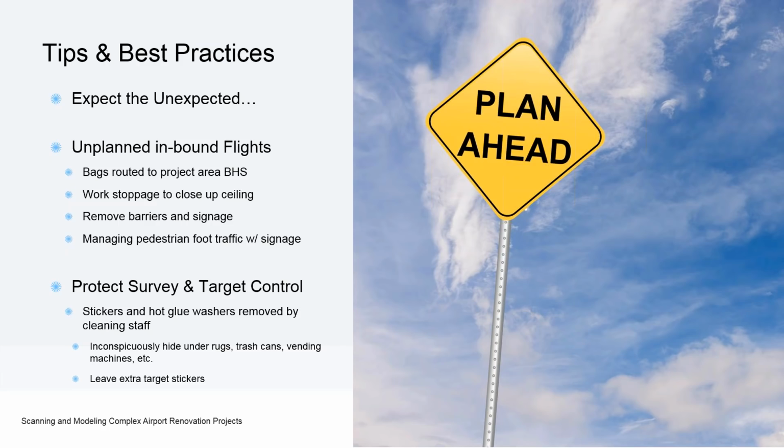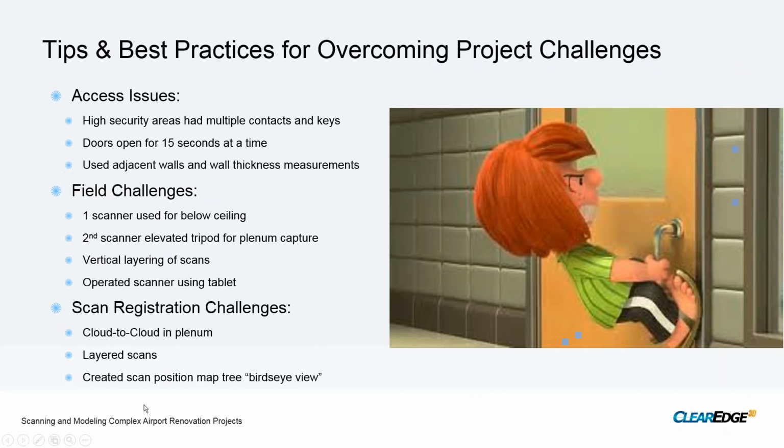As you can imagine, that really can add a lot of complexity to trying to recover where your scan and control positions are. They shared with me that they hid them under rugs, trash cans, and on top of vending machines. They really had to be creative, and they left a number of extra scan control stickers around the project site. I guess this was one of the more complicated projects that we've done where that happened. So, word to the wise there.